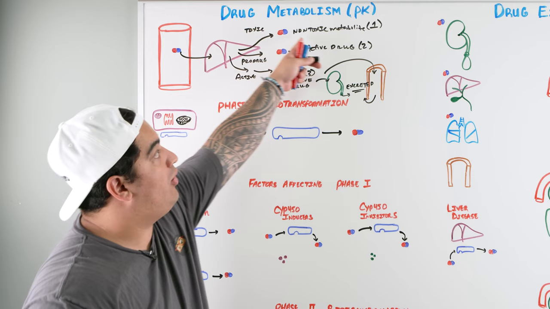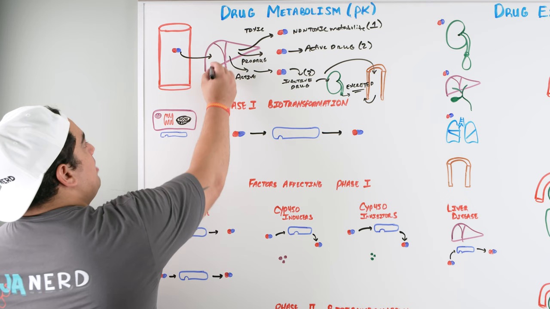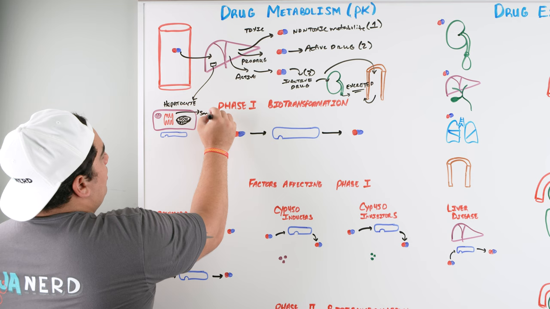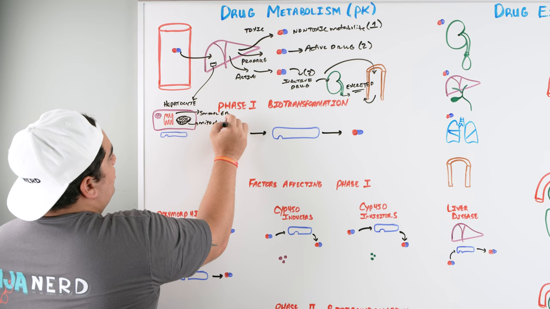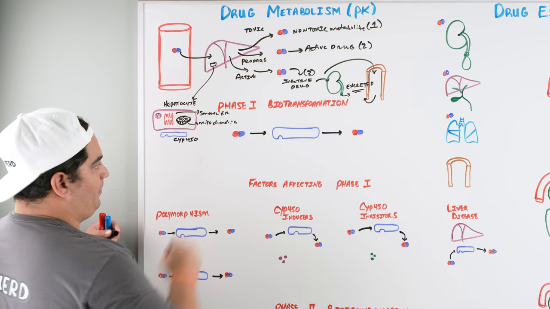Now, in order to convert into the inactive drug, we have to use special types of enzymes that we find inside of our hepatocytes. So what I'm gonna do is take a little piece of this liver, and we're gonna zoom in on one of the cells of this liver called the hepatocyte. In the hepatocyte, you have something called the smooth endoplasmic reticulum, and you have something called the mitochondria. And in these, there's a special type of heme-containing enzymes. And these heme-containing enzymes are called your CYP450 system. So this is called your CYP450 system.